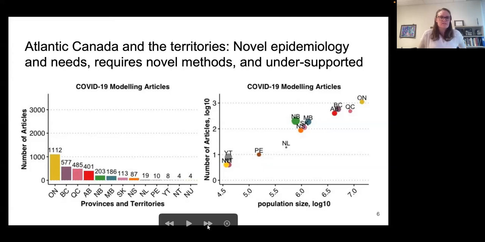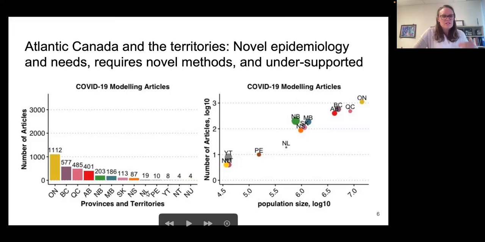So this is an R script that pulls the number of PubMed articles that meet certain search criteria. If you search for COVID-19 and modeling, then you can see you get different numbers of modeling articles. You get different hits there. For Newfoundland and Labrador, 19.